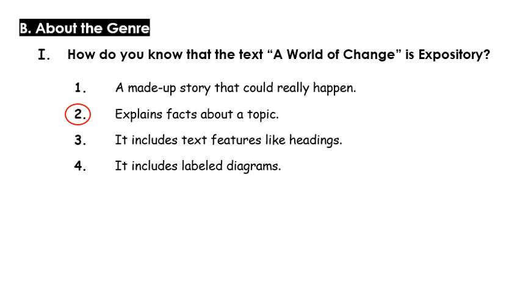It includes text features like headings. Why do we find headings in expository text? Because each paragraph explains a certain fact or a certain idea about the topic. So we have to add a specific title for it. So we call it a heading. It includes text features like headings is correct also.